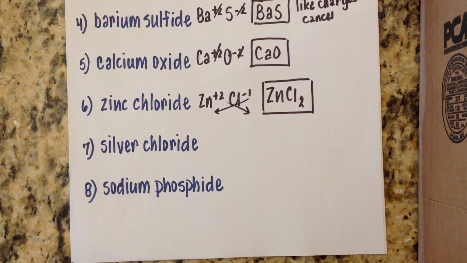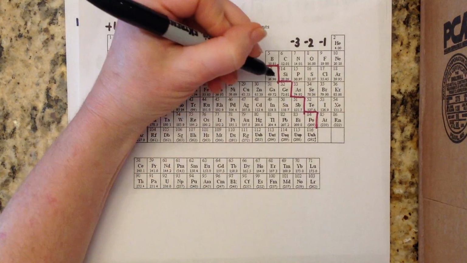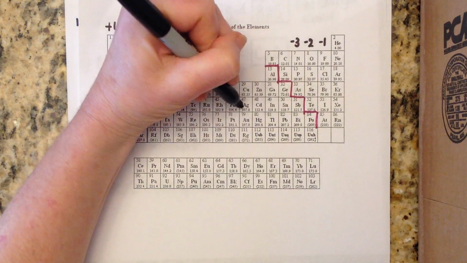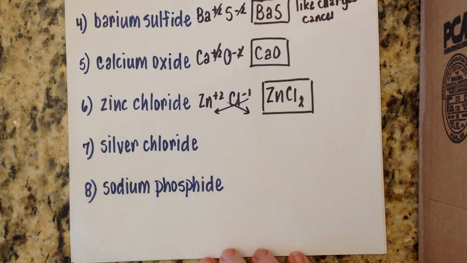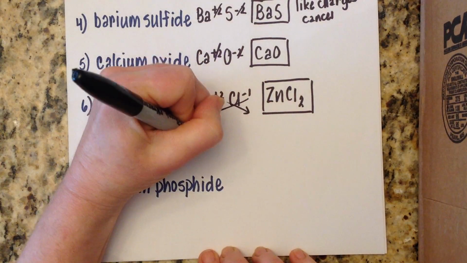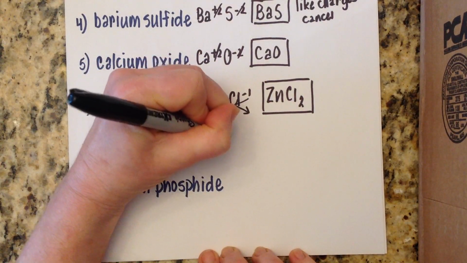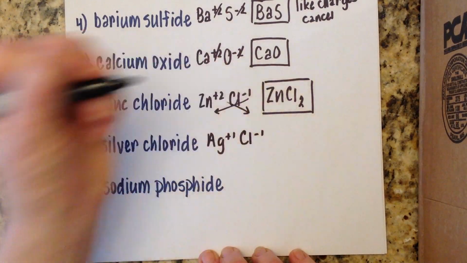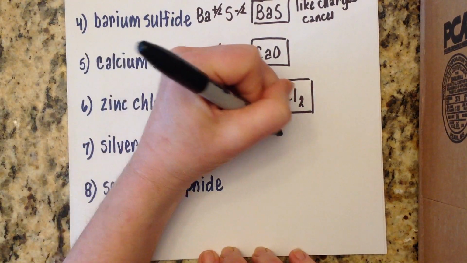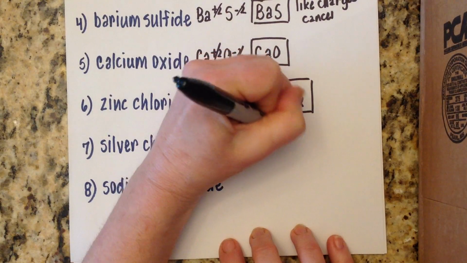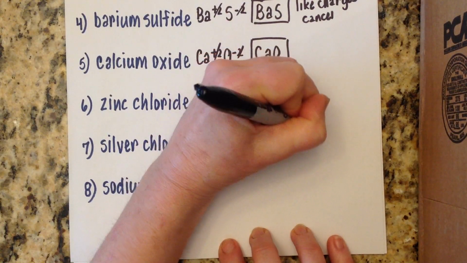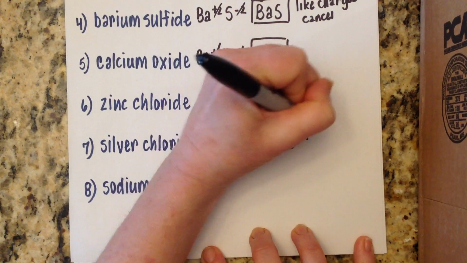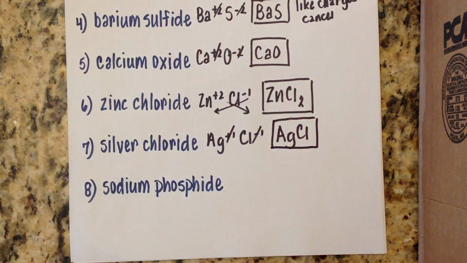Silver chloride. Silver is, I will pull the periodic table out for this because silver is one of those exceptions. Remember our 3, 2, 1, 1 exception. Silver's right here, always a +1. So silver is +1 and chloride is -1. The ones cancel and smack them together, AgCl. I love putting boxes around my answers. Just shows me, hey, I'm finished.